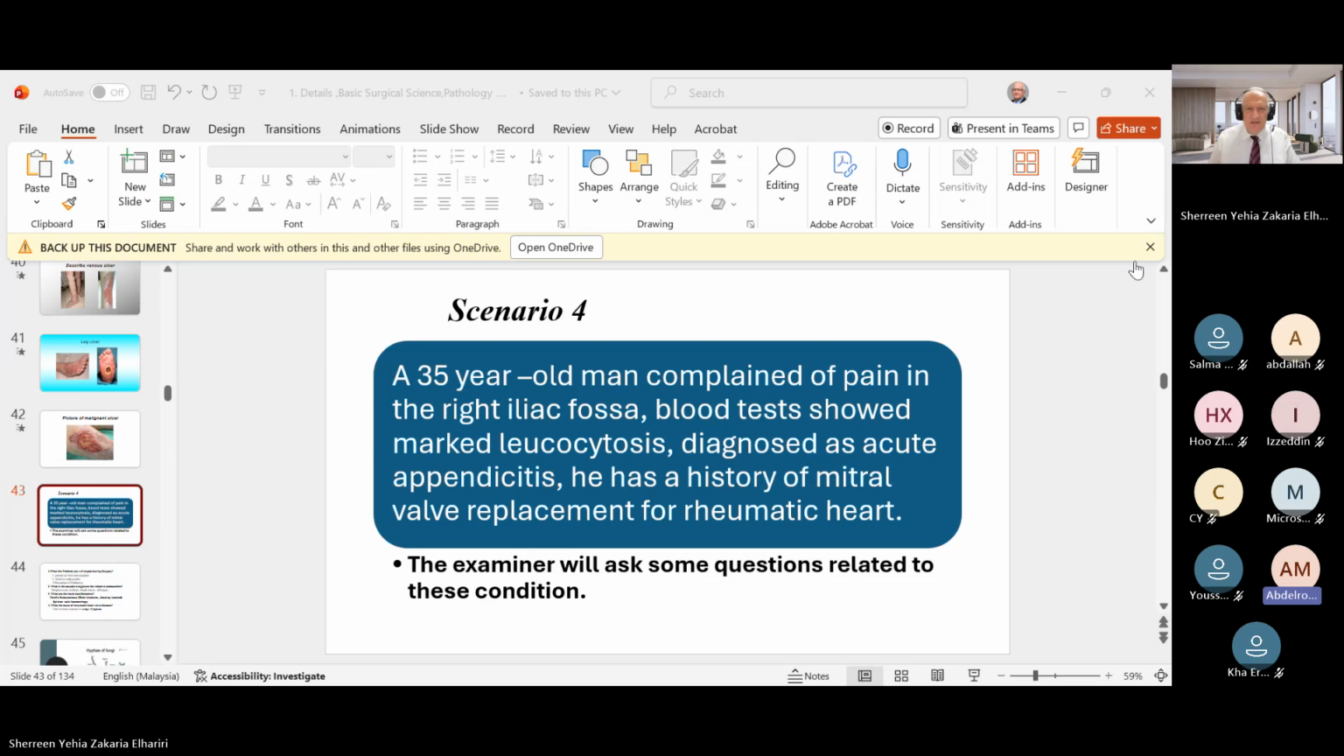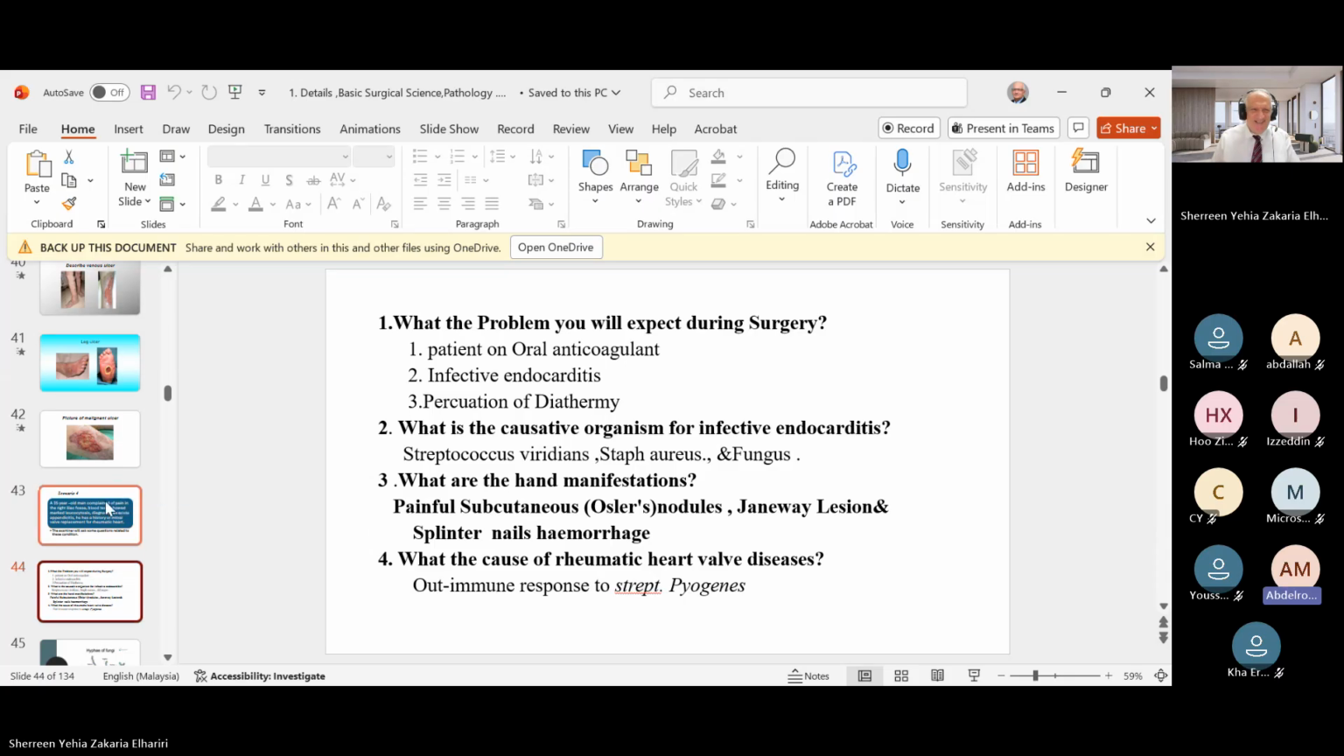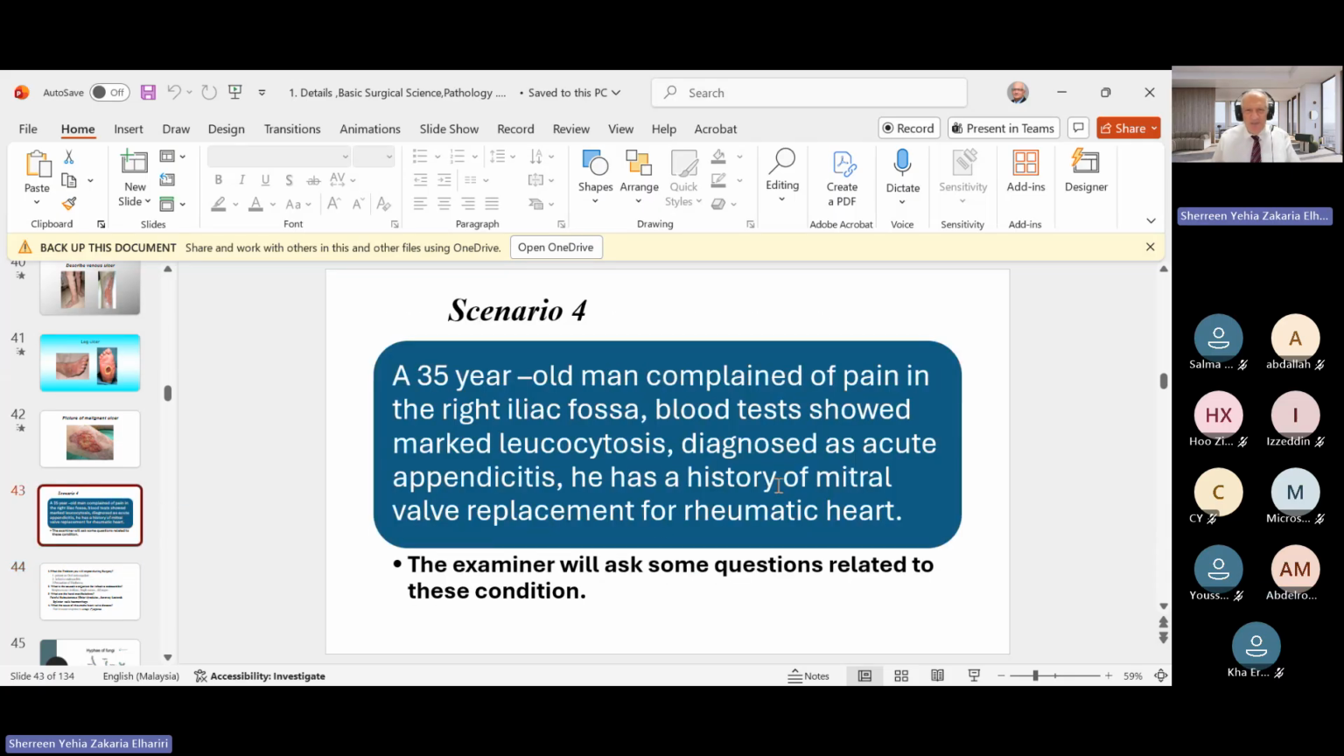Okay, so what's your diagnosis? Although it is written, what is your diagnosis? Acute appendicitis. So what is the problem in this patient? The problem in this patient is that she has a rheumatic heart and valve replacement, which will make a problem for anesthesia. What is the problem? Give me three problems.